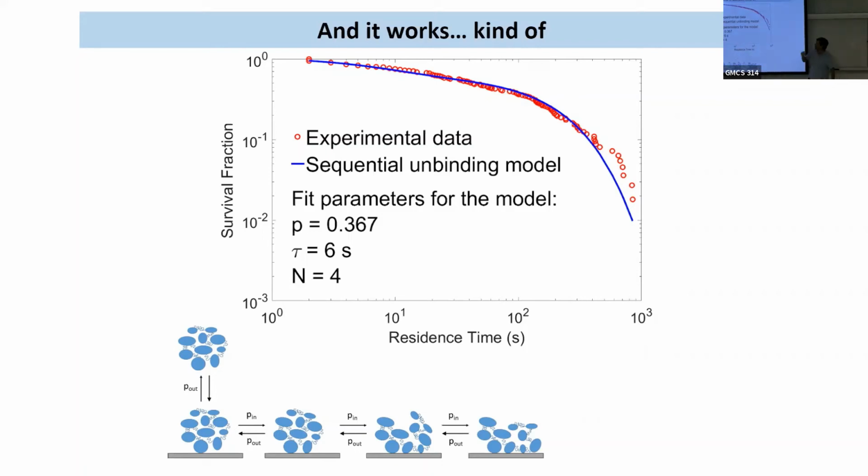For this protein, this is fibrinogen adsorption to silica. You get the probability of going to the backward state as 0.367. The waiting time is 6 seconds. The number of stages you can unfold to is 4. And 4 is awesome because fibrinogen actually has 4 different monomeric or globular structures that come together to form this fibrinogen protein.